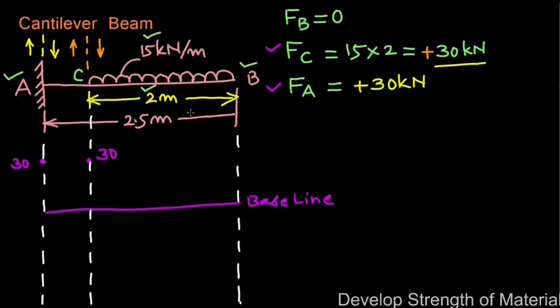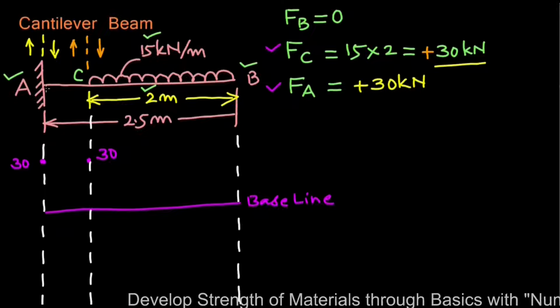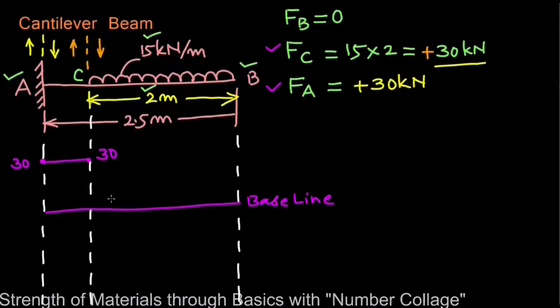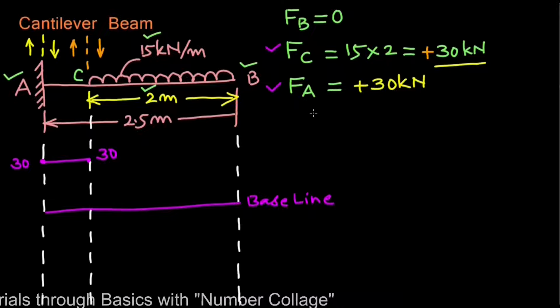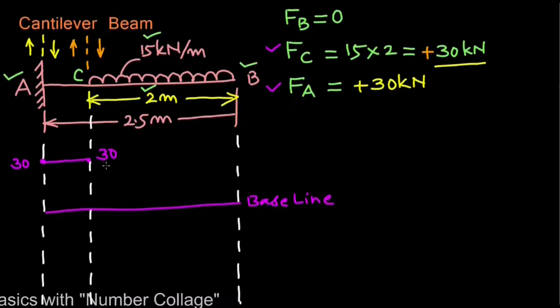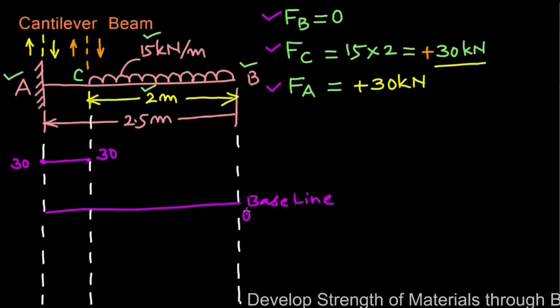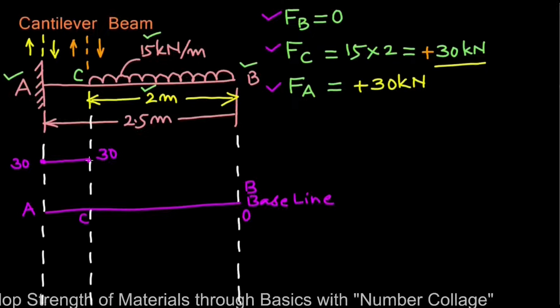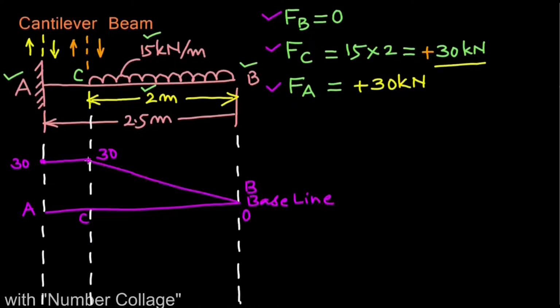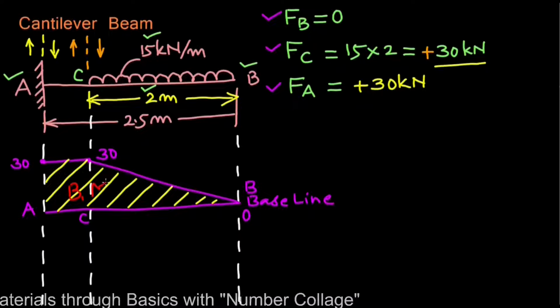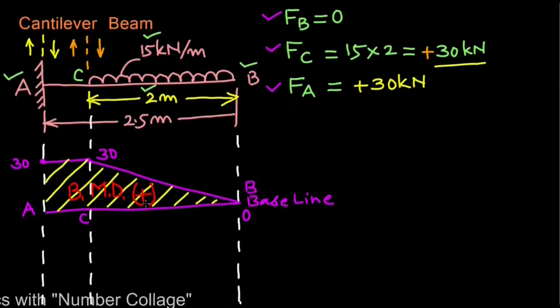And since there is no load between points A and C, the shear force line will be a horizontal line. Now the shear force gradually decreases from 30 kilonewton at point C to 0 kilonewton at point B. We will draw a straight line like this. So this will be the shear force diagram, which is positive in nature, hence drawn above the baseline.